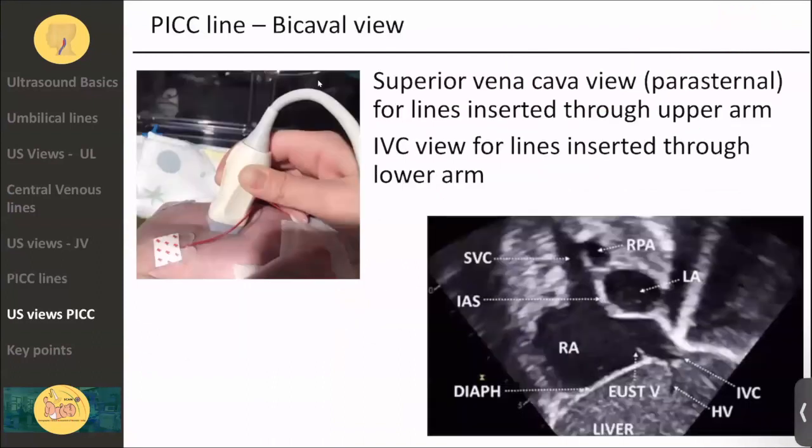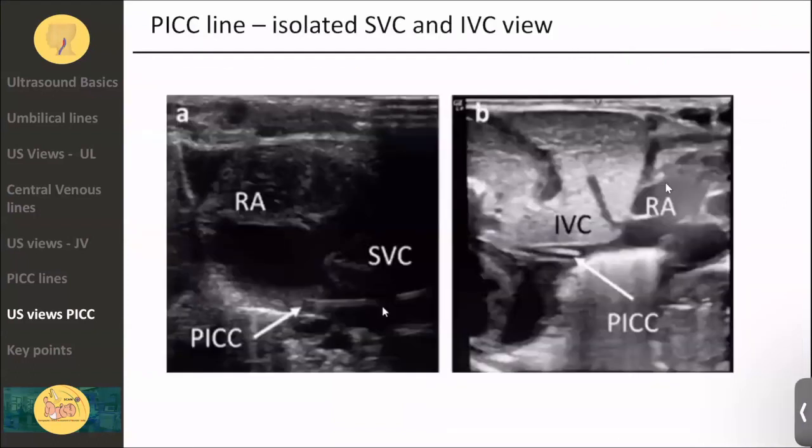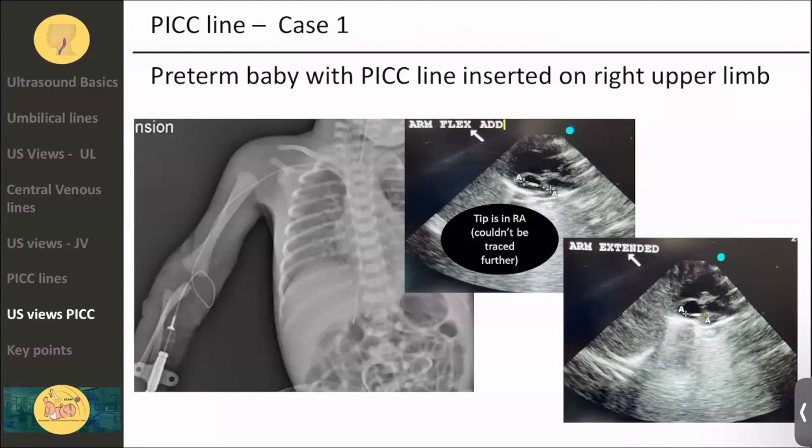Okay, so for the superior vena cava view, I was telling you that I will tell you the view on that day. So basically, in the IVC, this is a good place. This is the hepatic vein, and this is the RA. So we don't want the line to be here. This is a good place. Similarly, SVC. So let me show.